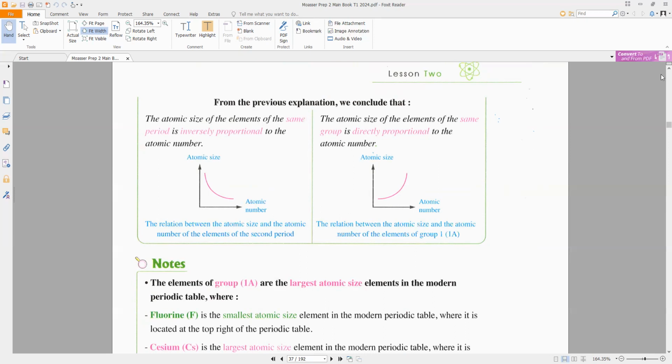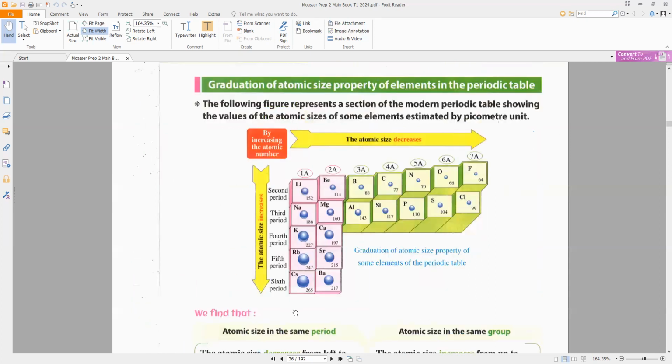From what we studied in atomic size, we see that the elements in group 1A have the largest size in all the modern groups. So group 1A has the largest element size in all the modern groups. Cesium has the largest atomic size in all the elements, and it is put in the bottom left of the table. Which element has the largest atomic size?